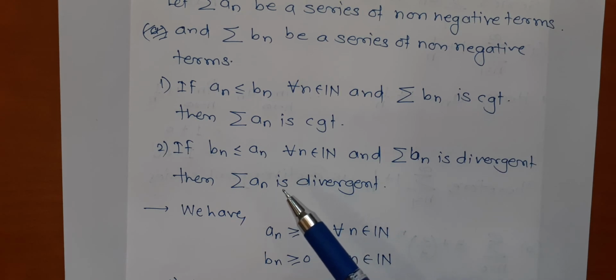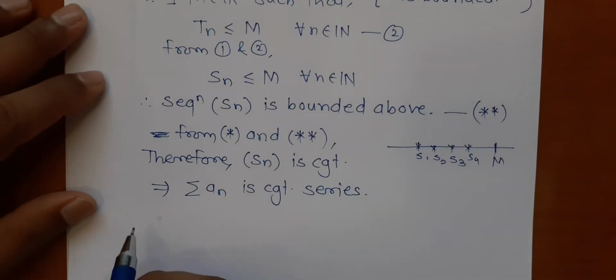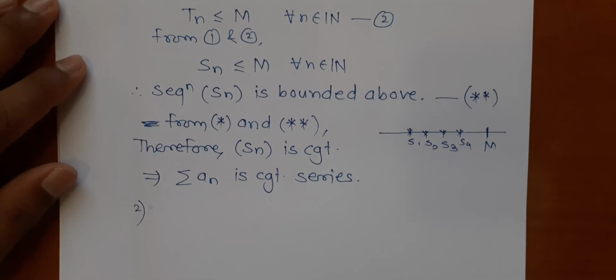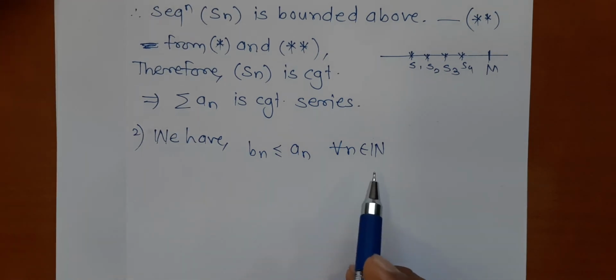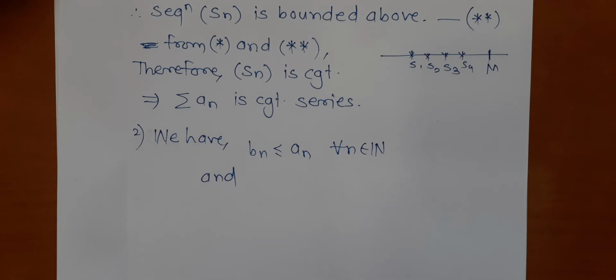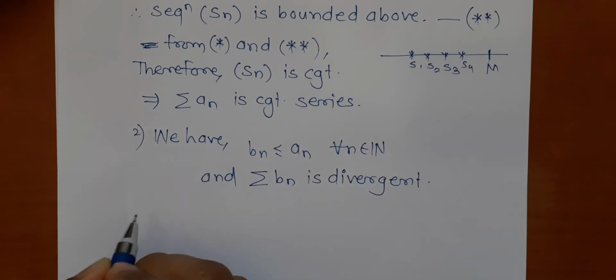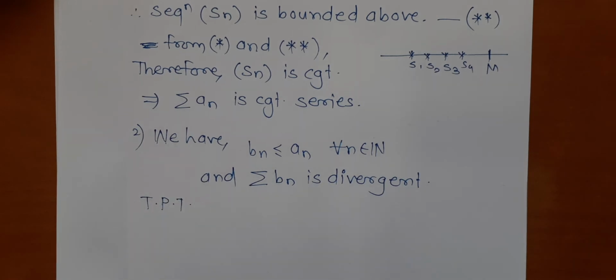The second part is quite easy. We have exactly the opposite thing: summation bn is divergent, and we have to prove that summation an is divergent. I will rewrite the same thing here. Now I am going to start part number 2. In part 2 we have an is less than or equal to bn for all n belonging to the set of natural numbers, and summation bn is divergent. We have to prove that summation an is also divergent.